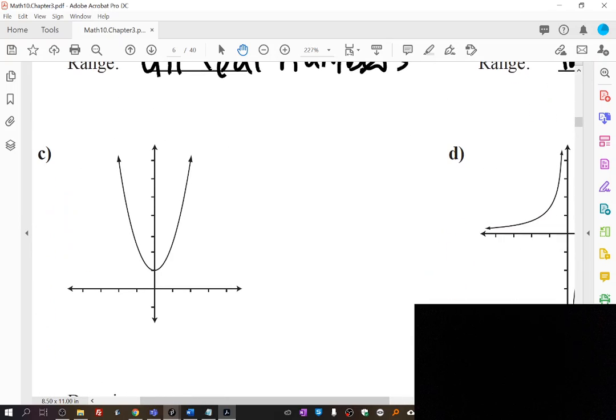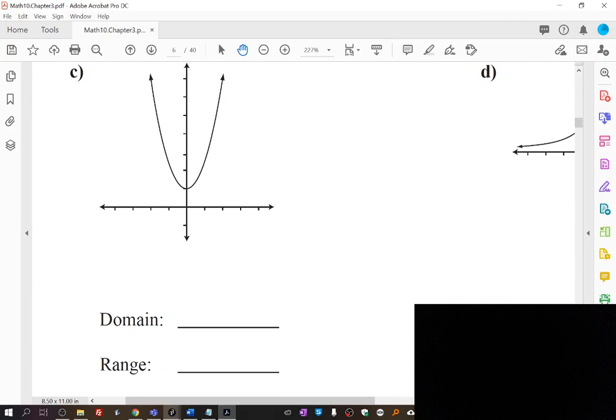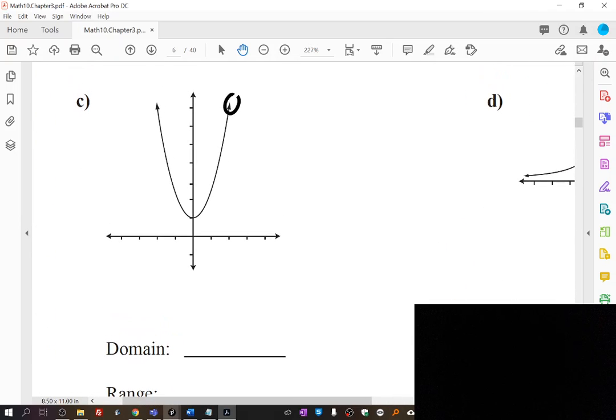Let's take a look at some ones that might be a little bit on the different side. Here's one where they go forever, and it's not broken, but it's got a curve. This is called, by the way, a parabola.